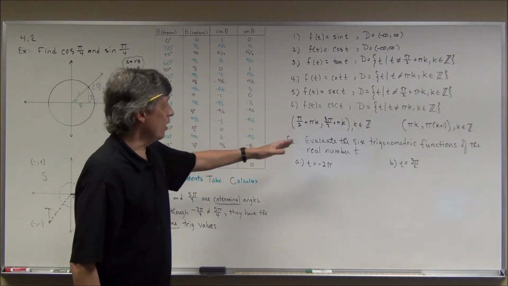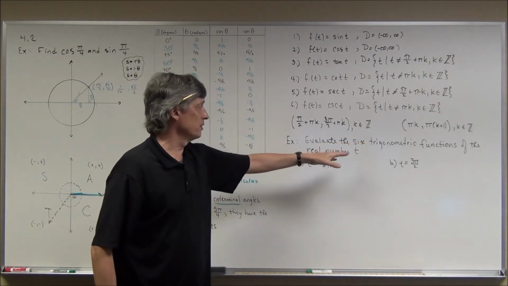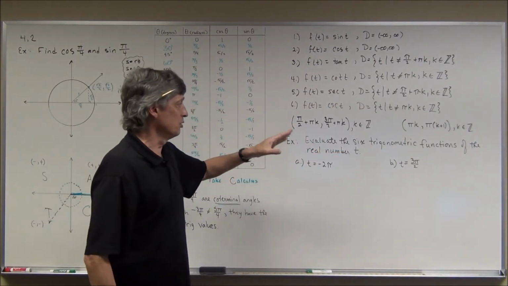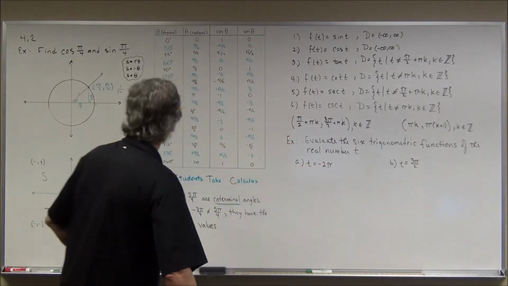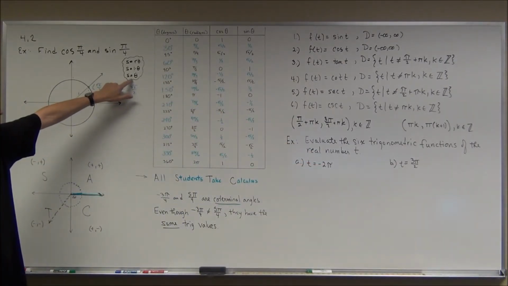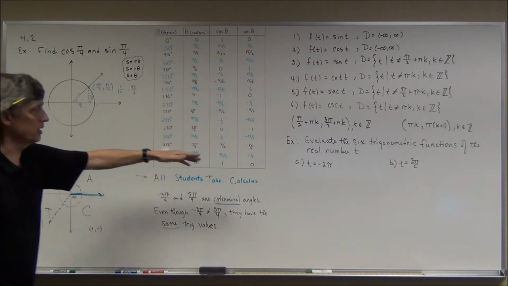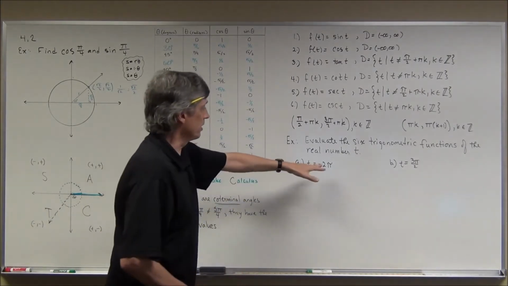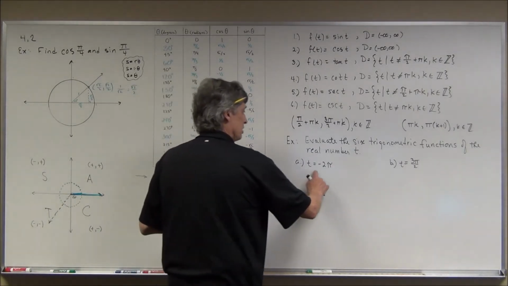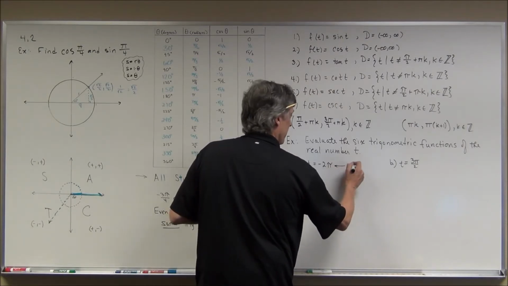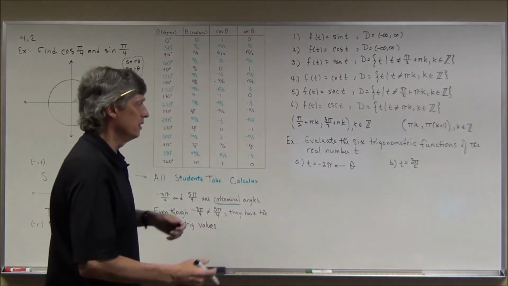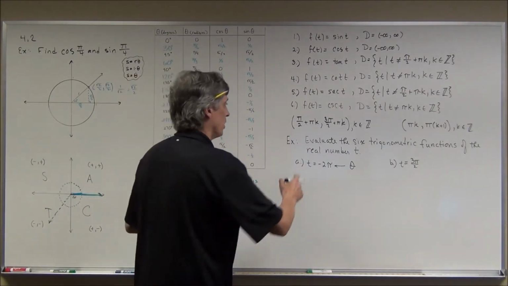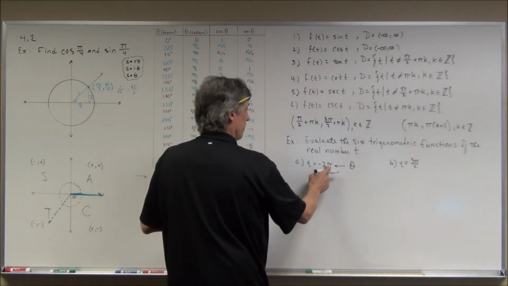Now, I want to evaluate the 6 trig functions of the real number t. Notice here, it says real number t. It doesn't say the angle, it says the real number t, because the real number t, remember, is going to match up with the angle in radians. And notice that in both of these cases we have the angles written in radian form. Even though it says it's a real number, this is going to be my theta in terms of radians. So I'm asked to find the sine, the cosine, the tangent, the cotangent, the secant, the cosecant, all 6 trig functions of negative 2 pi.